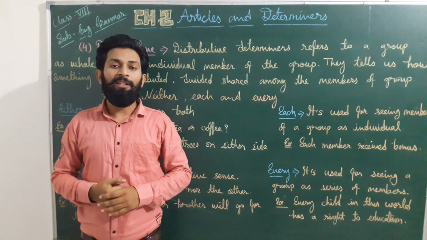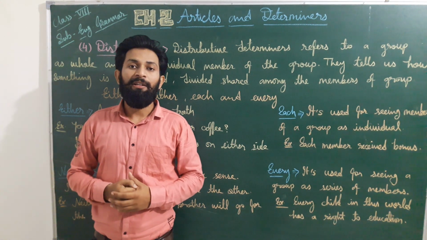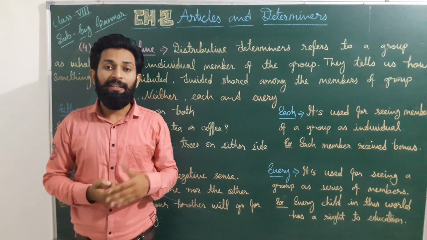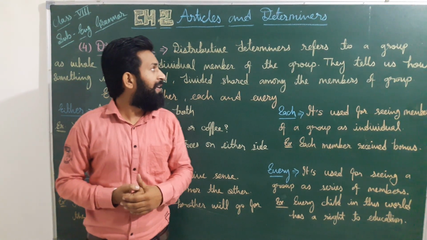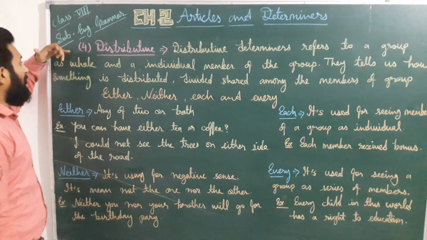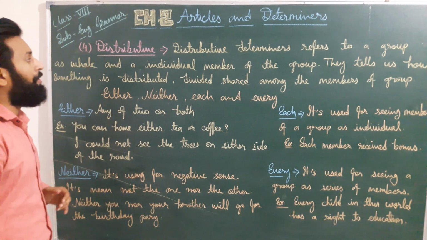Dear students, in the last class we already discussed the articles a and the, and determiners. Many types of determiners we discussed in the last class, and now we will discuss the remaining determiners, starting from the fourth one, distributive determiners.